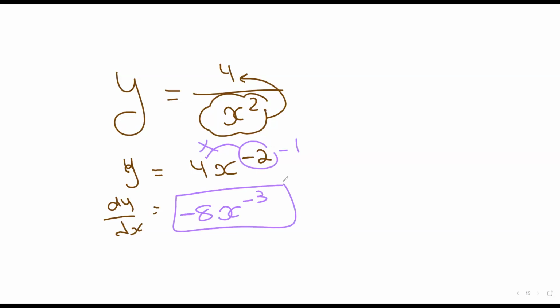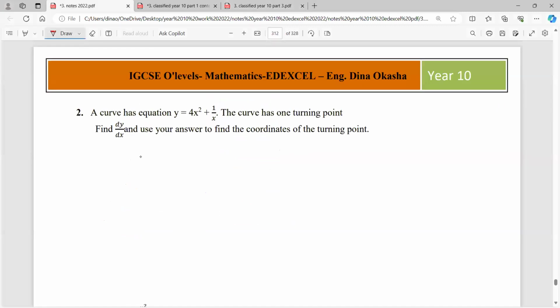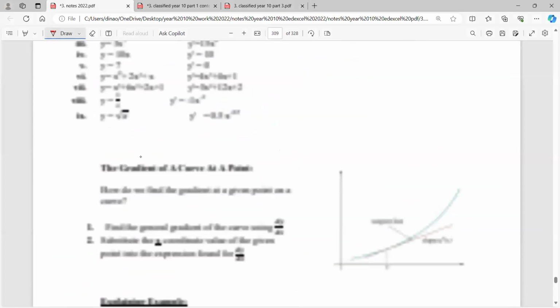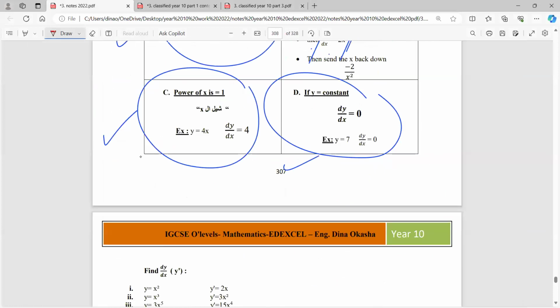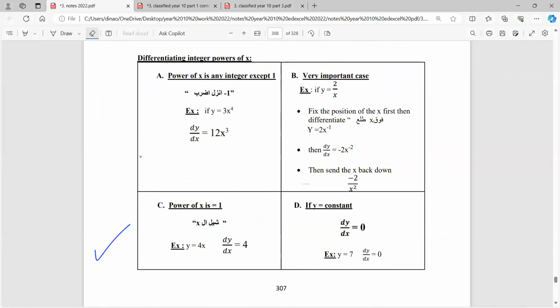and then we'll move on to part 4. Okay, so we will refer to the notes. Let me just show you first where it is in the notes. In your notes, page number 307.